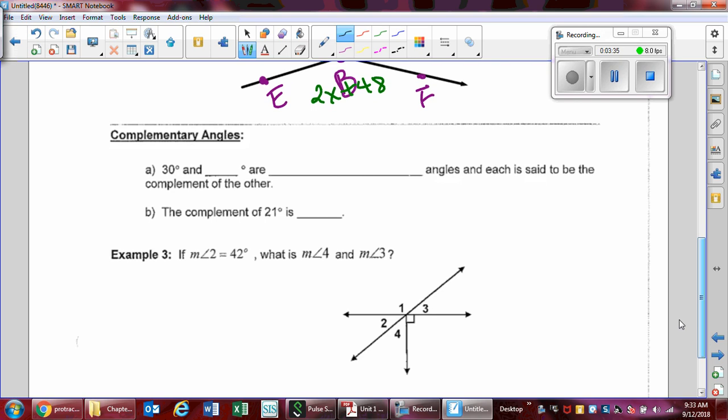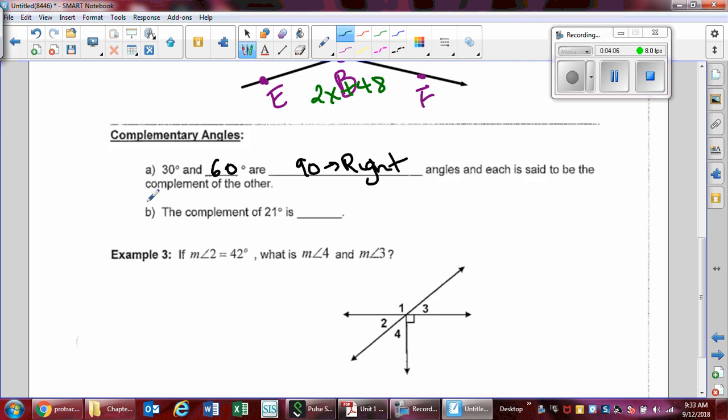Okay? All right, complementary angles. If two things complement each other, they are right for each other. Okay? 30 and 60 degrees are going to be 90 degrees, or right angles, right? Right angles, and each is said to be the complement of the other.